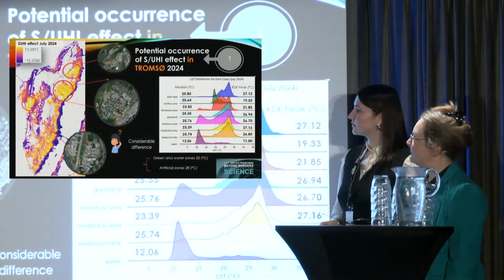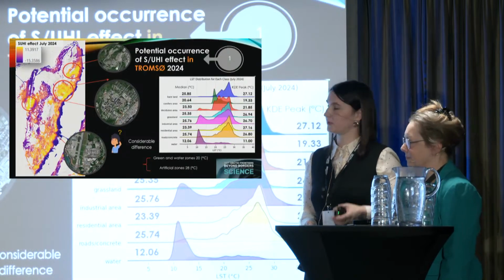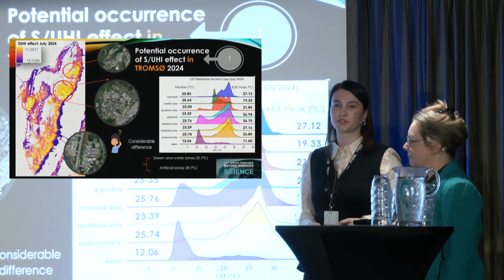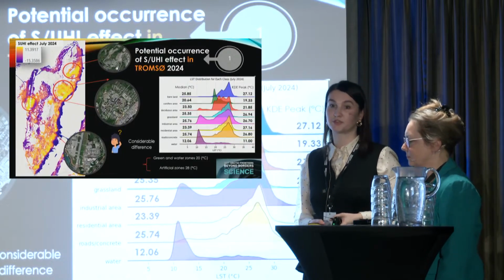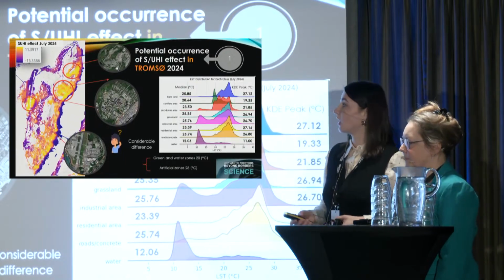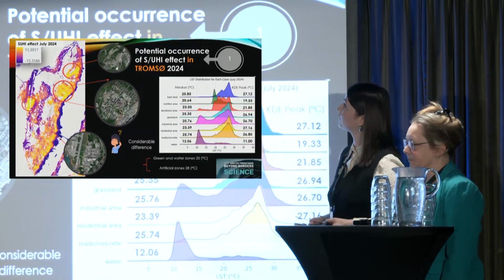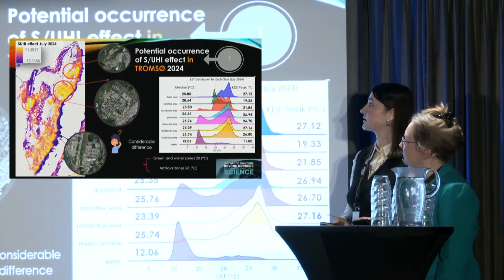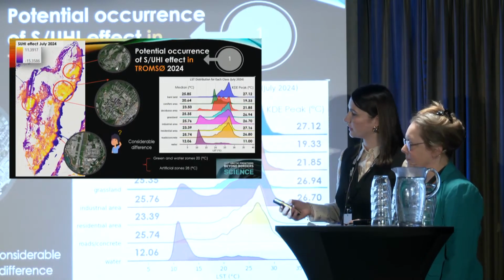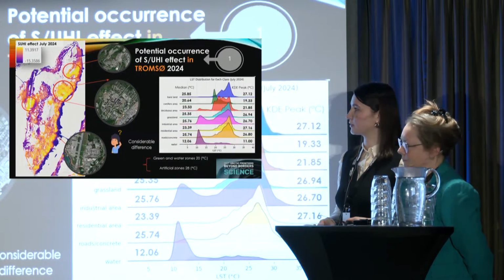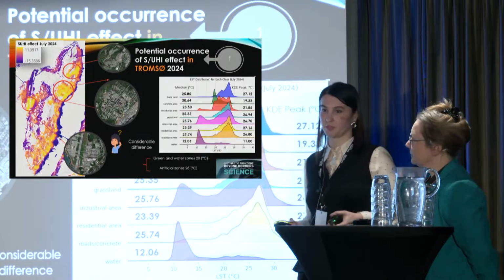Yeah, and of course, the result of this is that we have a very pronounced trend of land surface temperature and air temperature, and some kind of urbanization trend in Tromsø. We can expect that potentially we have occurrence of a surface urban heat island effect for now, and we can identify particular spots where this surface urban heat island can appear.